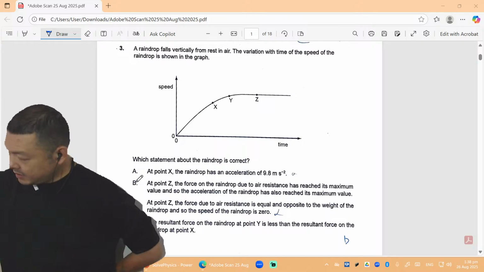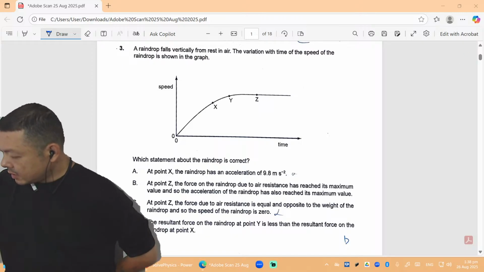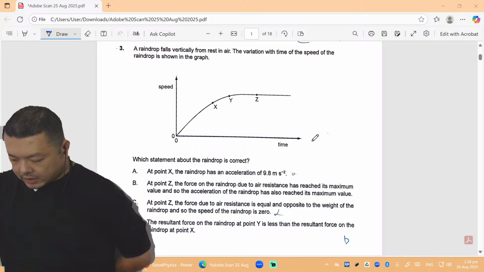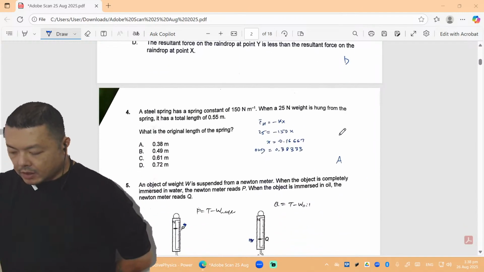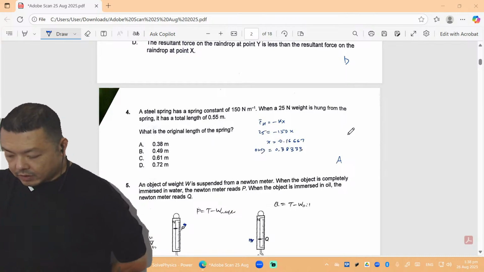Do I need to cover three? Ryan or Cassandra online? No? I think this one here is D's answer. Yeah, this one's very straightforward. D's answer. Sorry. Original length, the original length of the spring. Do we need this?